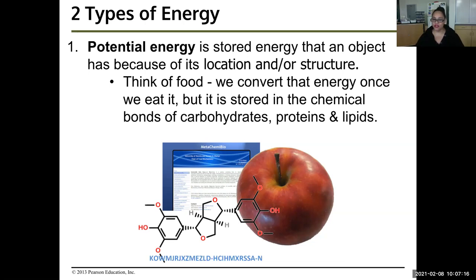So an apple sitting on a shelf has that particular chemical structure that you see at the bottom, but it's not going to actually generate energy until we eat it and our body starts breaking those bonds. So that is called potential energy.